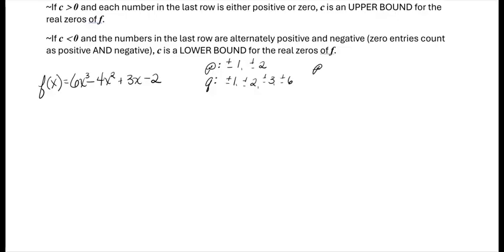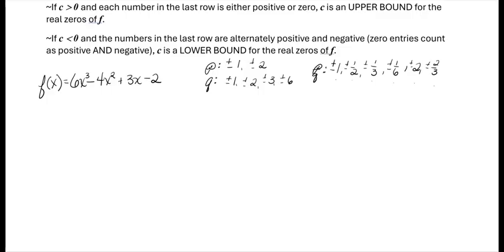So my p over q's are going to be plus or minus 1, plus or minus 1/2, plus or minus 1/3, and plus or minus 1/6. My goodness. Then I've got to list the 2's. Plus or minus 2. Plus or minus 2 over 2 reduces to 1, so that's already listed. Plus or minus 2/3, and then plus or minus 2 over 6 reduces to plus or minus 1/3. So I have 12 choices to test with synthetic division to see if any of these are rational real zeros.